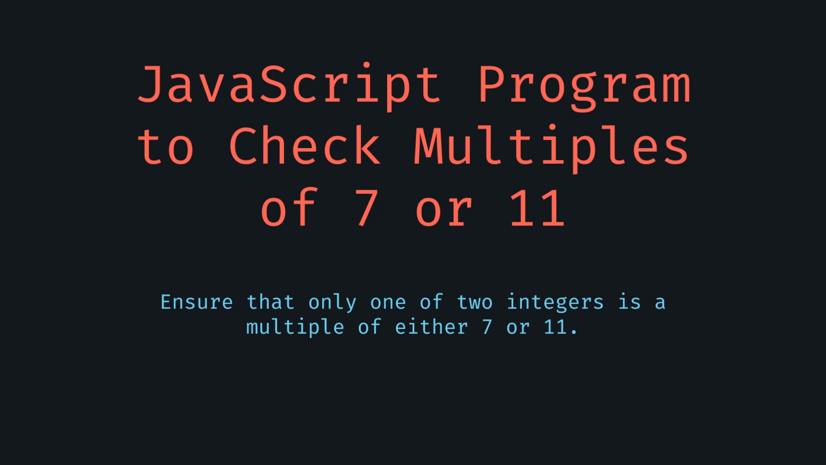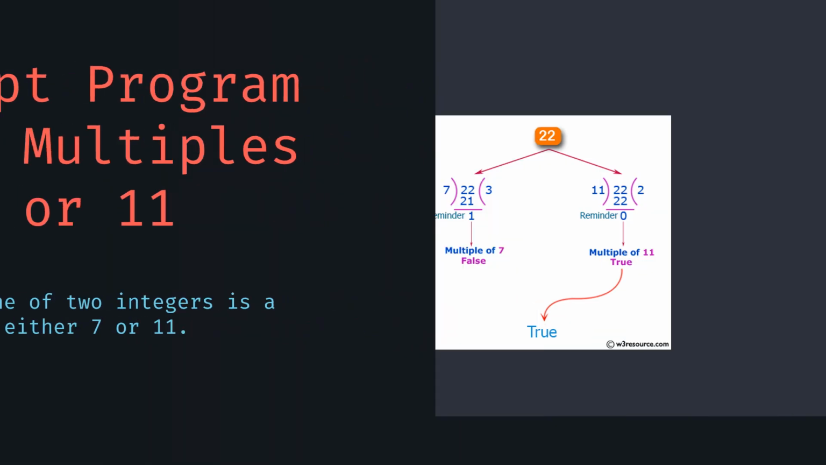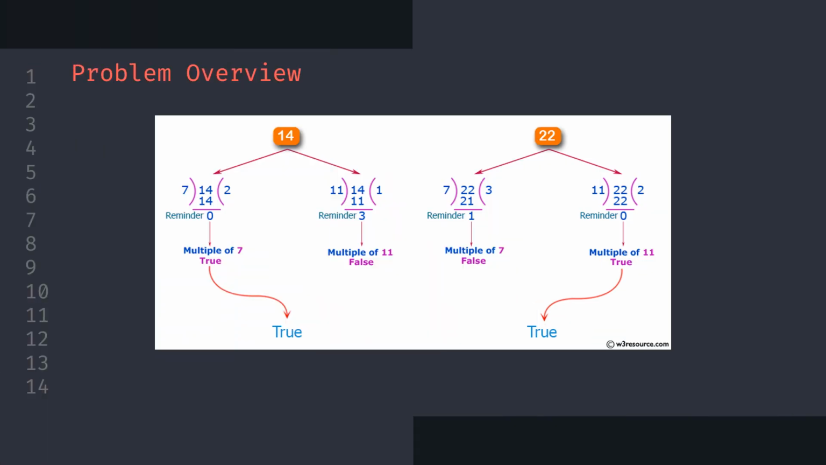Hello everyone. Today we're going to create a JavaScript program to check if only one of two given integers is a multiple of either 7 or 11. Let's get started. The idea is to return true if exactly one number is a multiple of either 7 or 11. If both or neither of them meet this requirement, we'll return false.